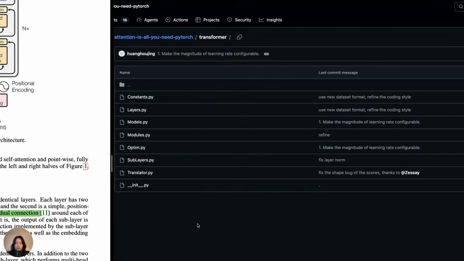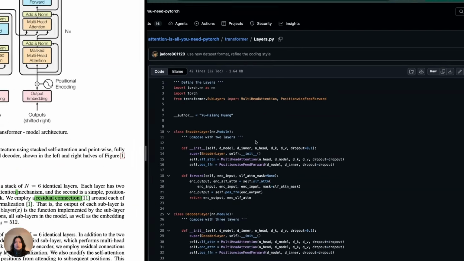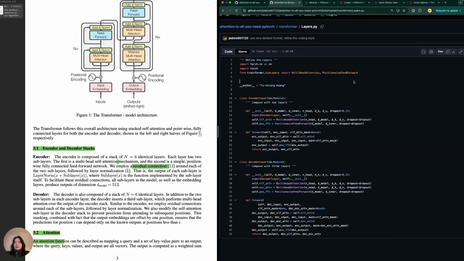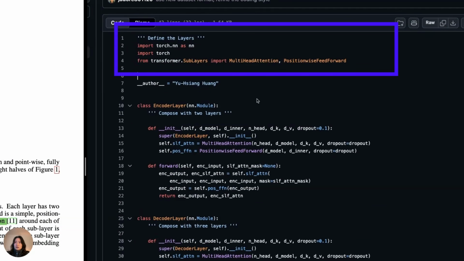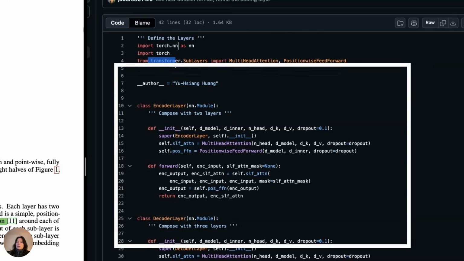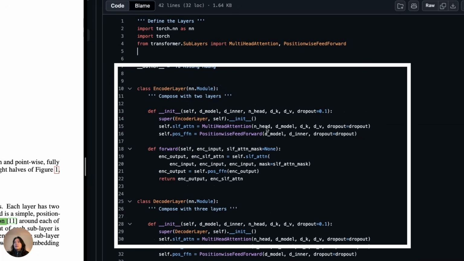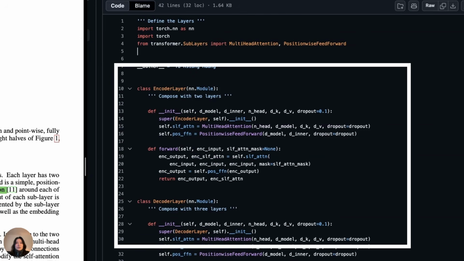I think this author did a great job of naming the variables and files in a very intuitive way. Let's look into the layers. As you can see here, just looking at the imports first, it used torch and torch.nn. And it also defined their own transformer sublayer classes that we can utilize. And it is the encoder and decoder, which we can also spot on the left side.